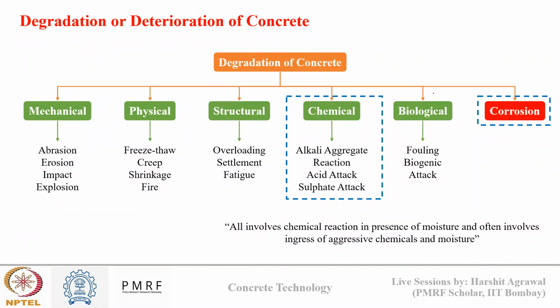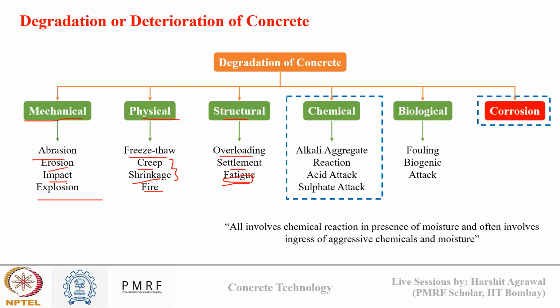Okay, so now we will talk about degradation in concrete, like what are the different ways in which concrete can degrade. Okay, so it can happen in several ways. There can be mechanical degradation, which is due to abrasion, erosion, impact, or explosion. There is physical degradation, which is due to freeze thaw, creep, shrinkage, and fire, out of which we have seen two. There is structural degradation due to overloading, settlement, and fatigue. Fatigue, we have also seen.